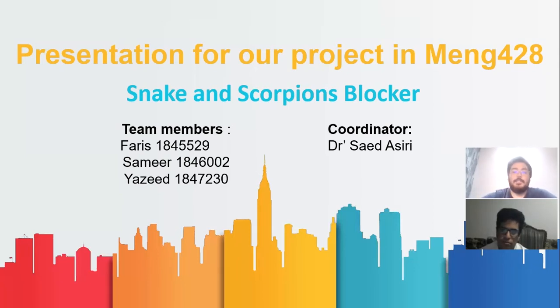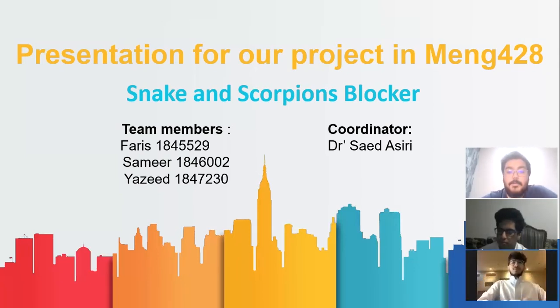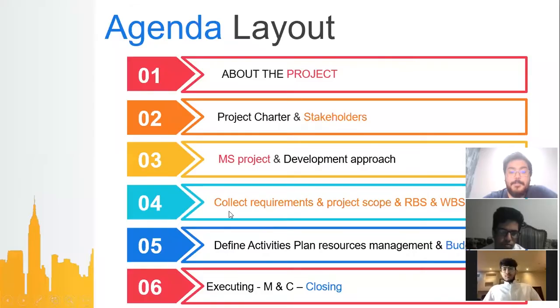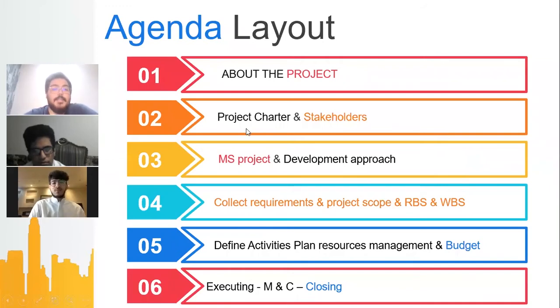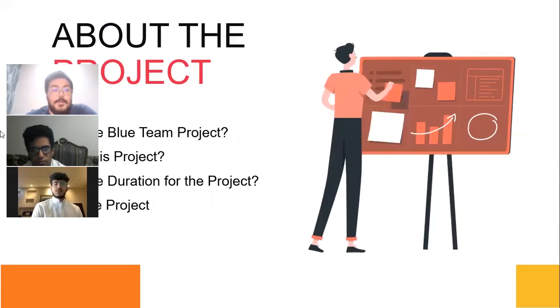So let's start today with our agenda. We are going to talk about the first thing, the project, the second thing, the project charter and stakeholders, the third thing, the MS Project and development approach, the fourth thing, collect requirements and the project scope, and RBS and WBS, and the rest as you see in 5 and 6. So let's move on. Okay, what is the project?